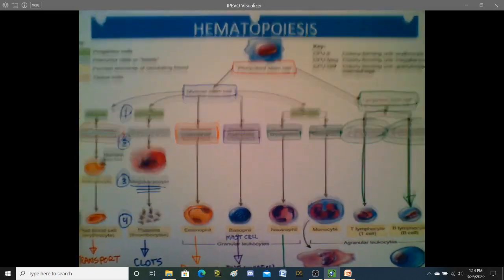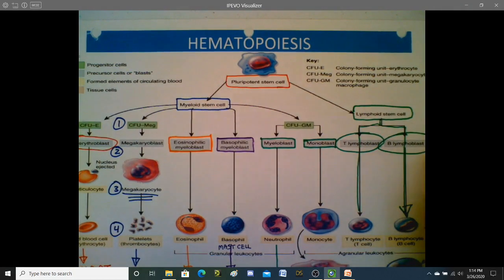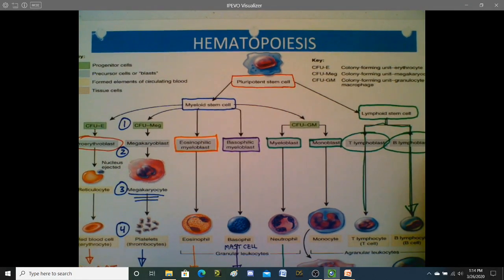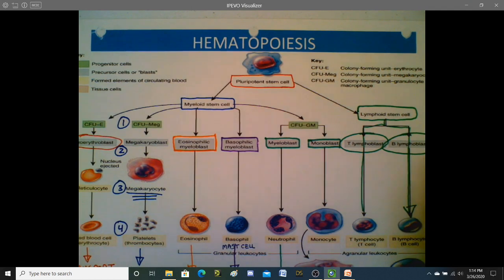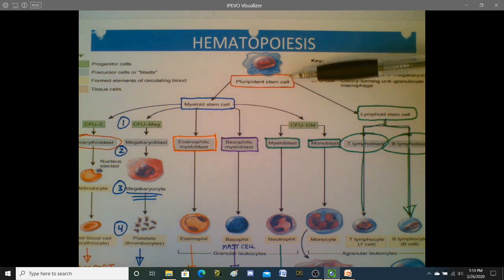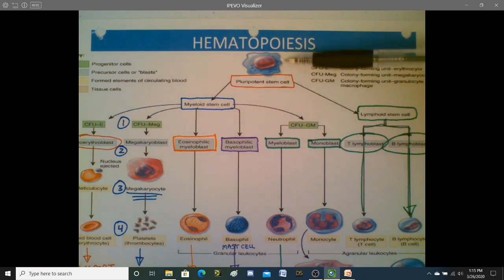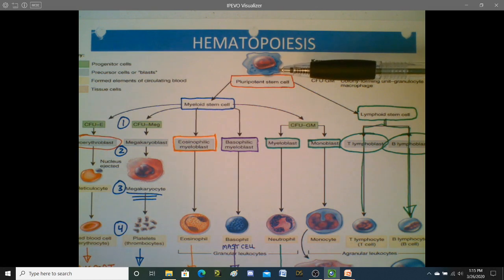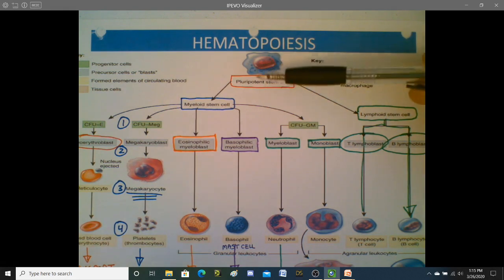But hematopoiesis is the process of creating blood cells. All right? And it all starts with stem cells in your bone marrow. These stem cells in your bone marrow are called pluripotent stem cells. Pluripotent stem cells are the cells that have not differentiated at all within your bone marrow. All right? So pluripotent stem cells can become whatever they want to be.